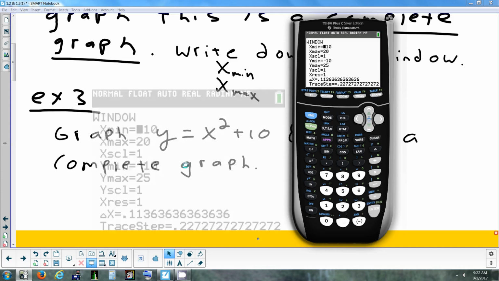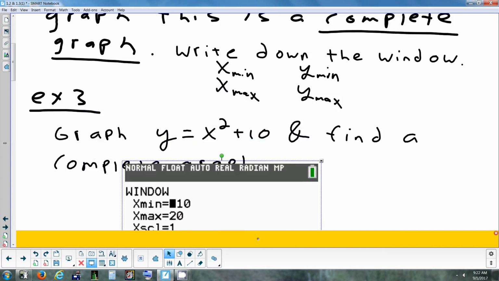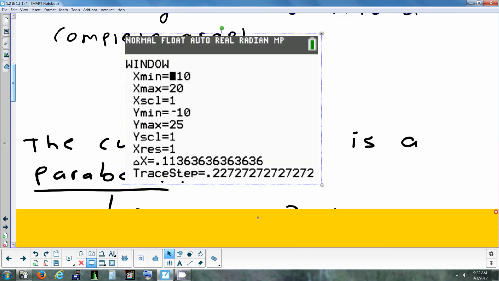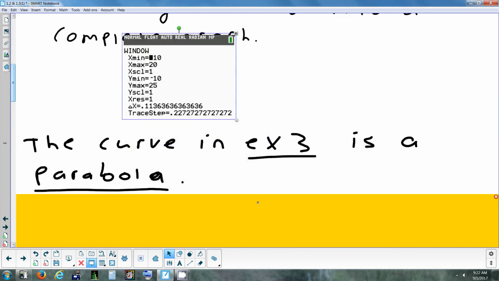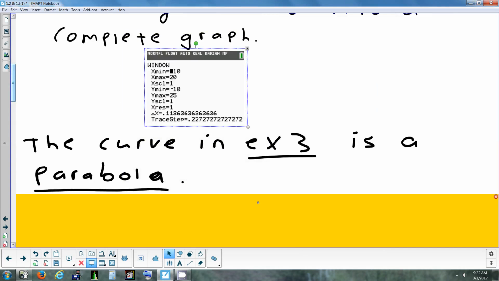So I'm just going to take and copy my window down. Okay, and again, that one was, can't read it, but it was a -10. So just write down those 2 and those 2.